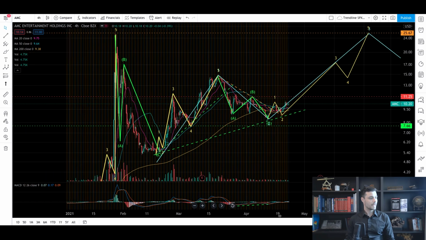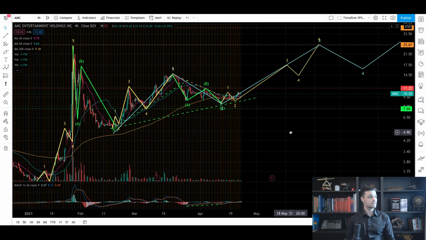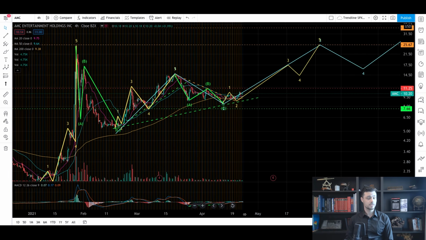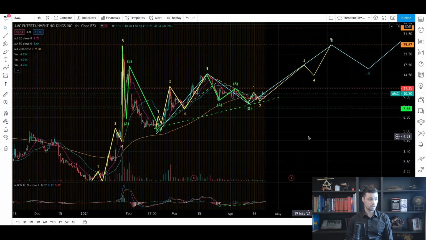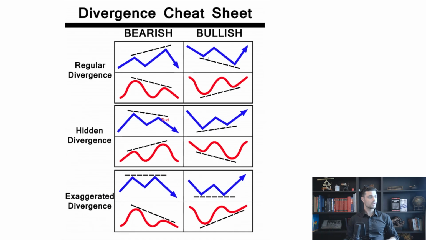And something else that you guys can use to actually see if the price action is bullish or not is what we call divergence. All right, so let me show you quickly what is a divergence. So you have a few types of divergences. You have the regular divergence. Let's take the bullish case. So here is your price action and here is your momentum indicator.